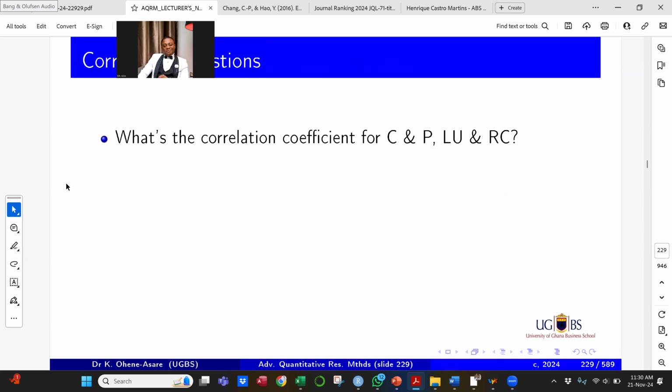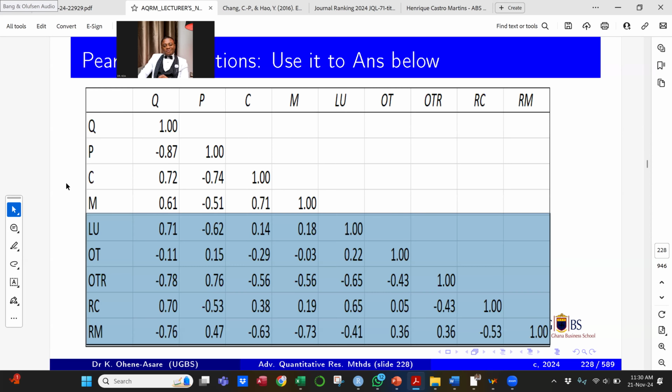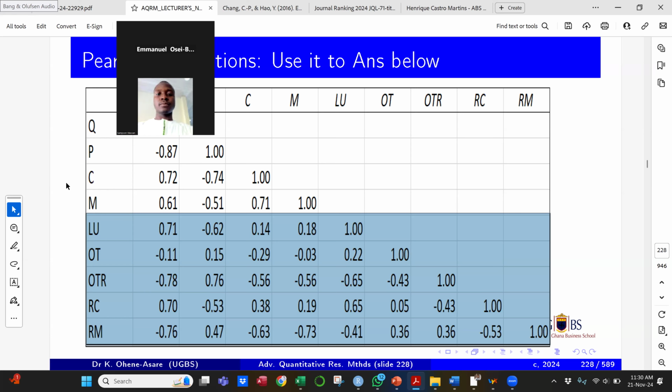Next one, before we go. Which three pairs of variables are perfectly correlated? Three pairs of variables that are perfectly correlated are those that have a correlation coefficient of 1. Emmanuel. Q and Q is 1. P and P is another. C and C is another. M and M is another. And the rest continues like that. That's what we mean by perfect. Perfect means they have a correlation coefficient of 1.